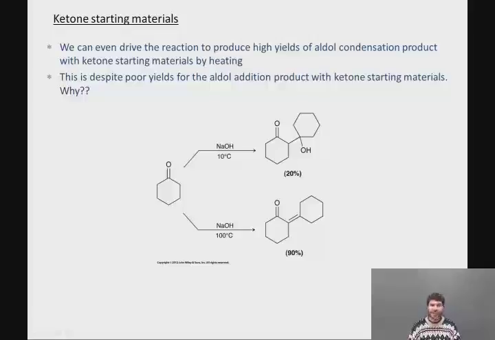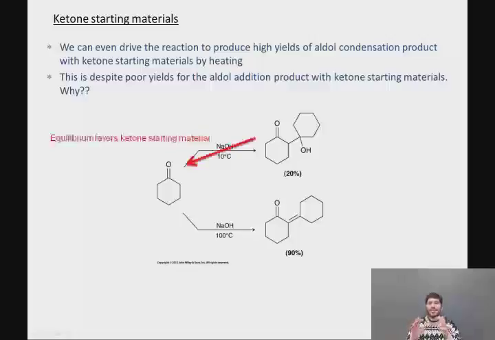So cyclohexanone, an ordinary garden variety ketone, if you do the reaction cold so as not to get dehydration, as we've already discussed in a previous lesson, you're only going to get 20% of the beta hydroxy ketone product. Most of it will stay as starting materials. But if you heat the reaction up so that dehydration can take place, 90% of it goes to product.